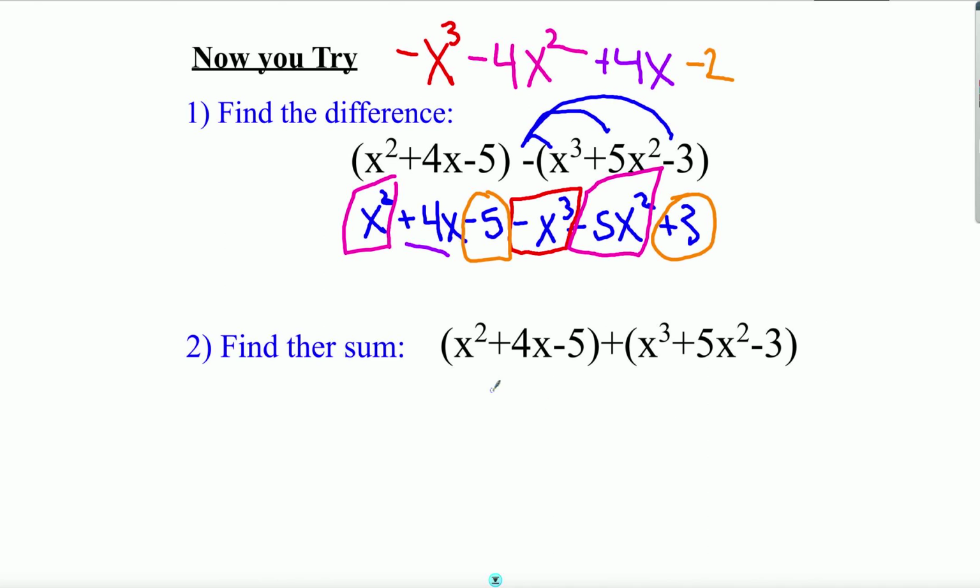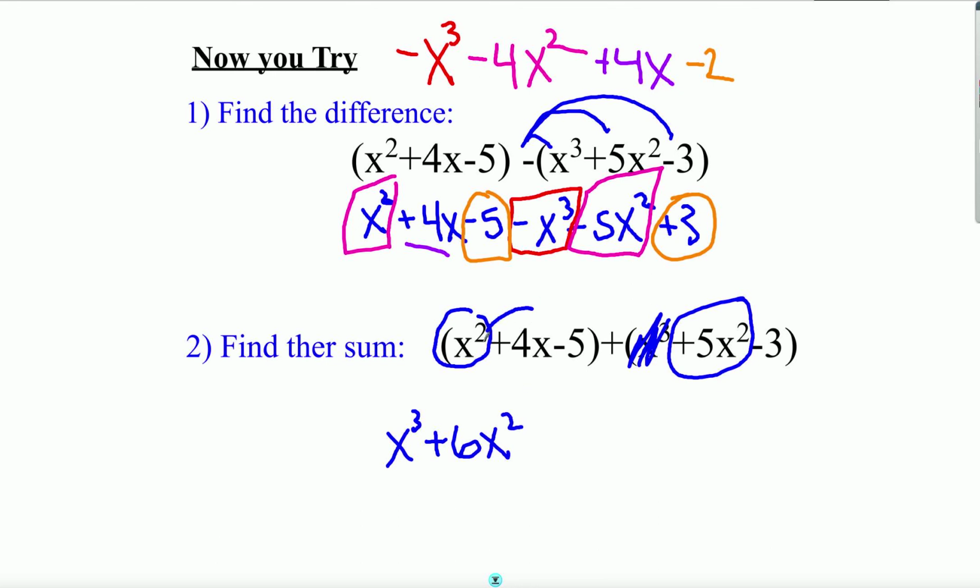So whenever you combine like terms here, whenever you add these two, you are going to get x cubed. I've used that up. And then 1x squared plus 5x squared will be plus 6x squared. Plus 4x, and then I have minus 5 minus 3, which makes that minus 8. And there you have it.